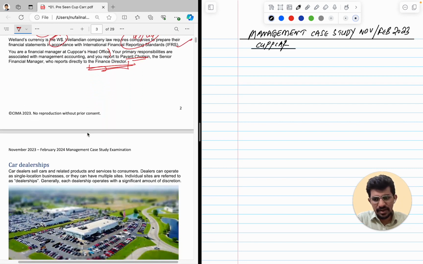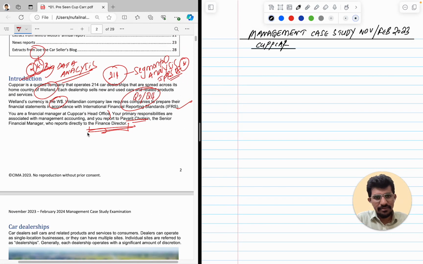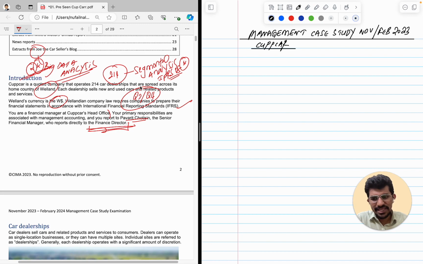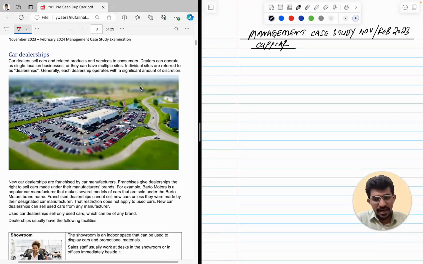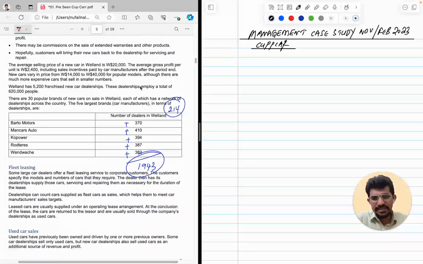So that chances can also happen. Now, students, this is the introduction. Just remember your finance manager role, everything is very much mentioned. Now, coming to the industry data. Now, students, they are given a lot of industry data.